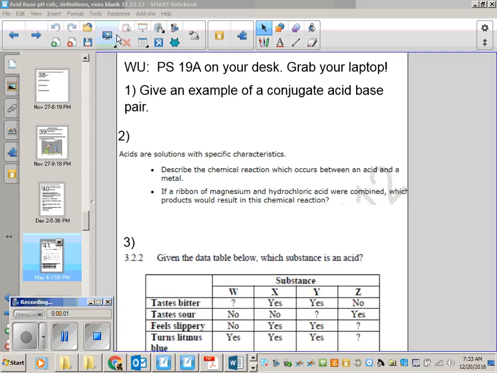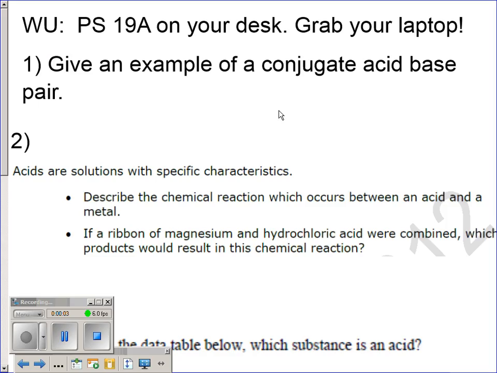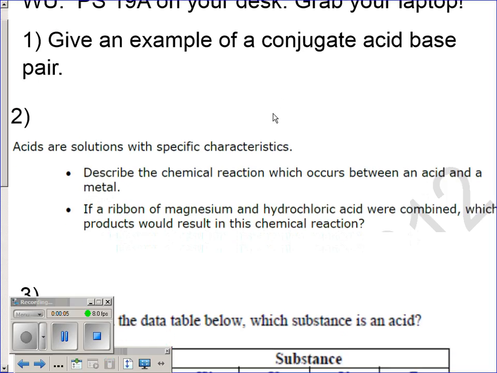An acid. Shout it out whenever you're good. Go for it, Emily. Hydrochloric acid. Okay. Hydrochloric acid. It acts as an acid, right? It is an acid. What do Bronsted acids do?